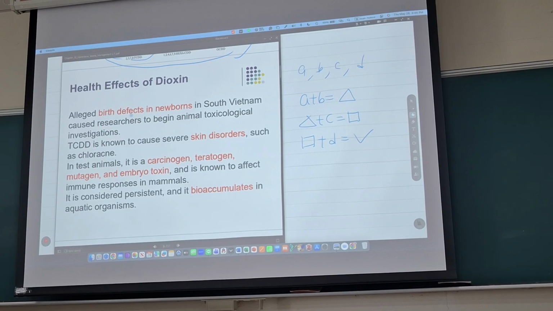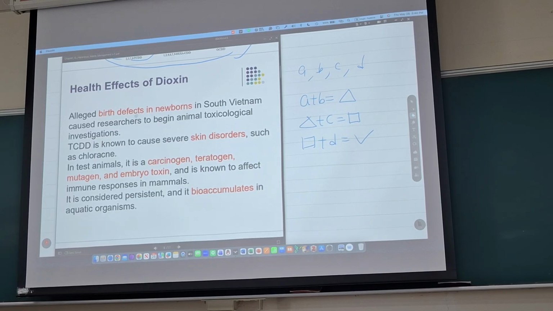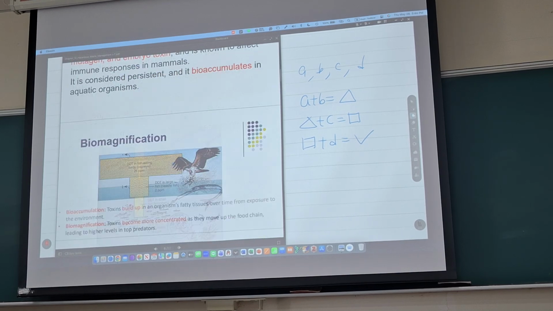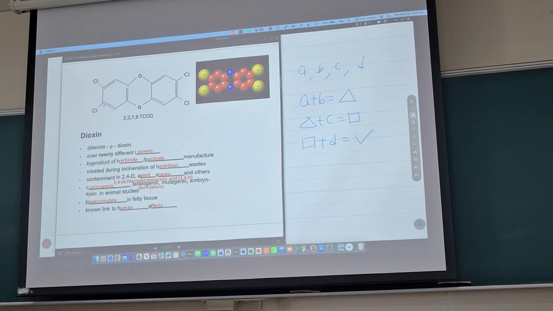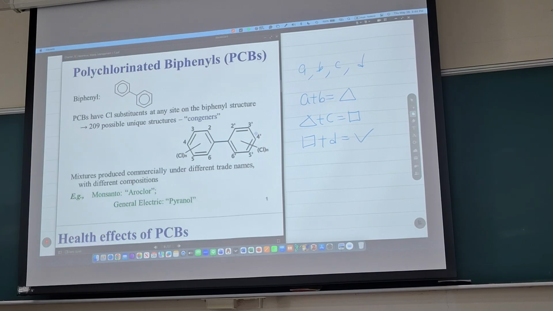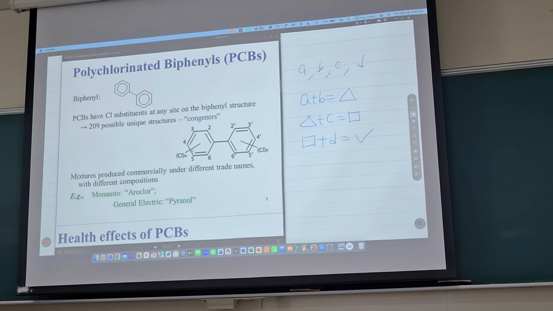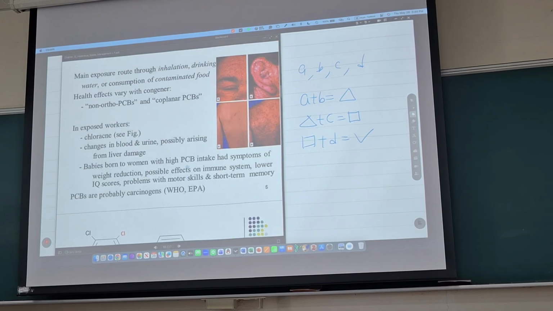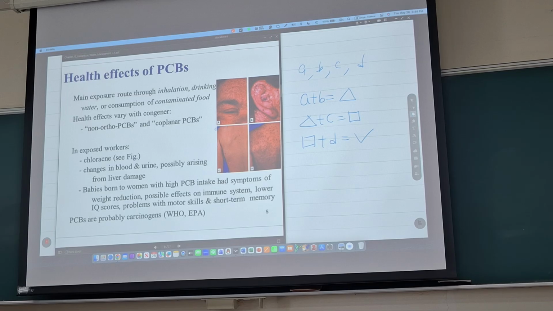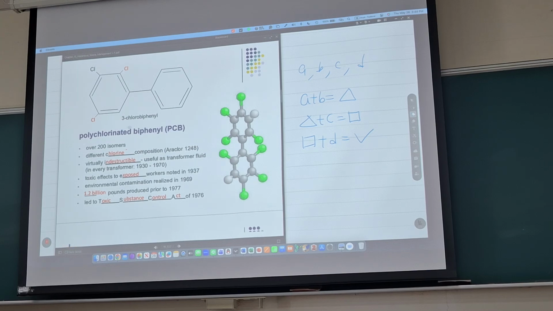The birth defects in newborns, skin disorder. And this is the most common one. This is PCBs, the structure of PCBs. This dye can cause cancer. So it can cause some health effects like this, caused by PCBs. So this is the structure of PCB.